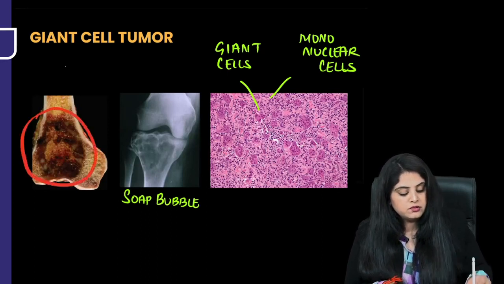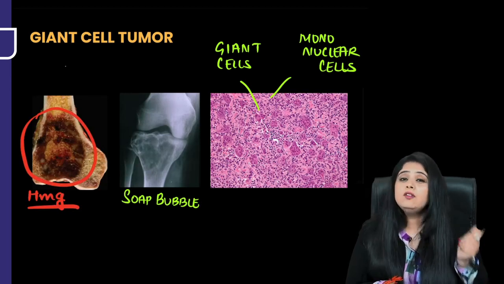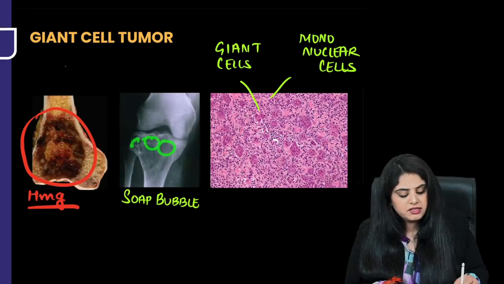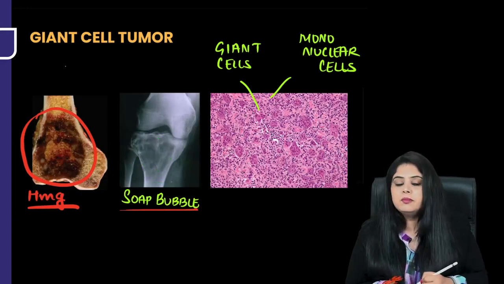This grossly, what do you see? Lots and lots of hemorrhage. Now imagine if there's so much blood, how will blood look on an X-ray? It will look black. So I can see all these black spaces. That is what gives it a soap bubble appearance. So radiology shows you a soap bubble appearance.